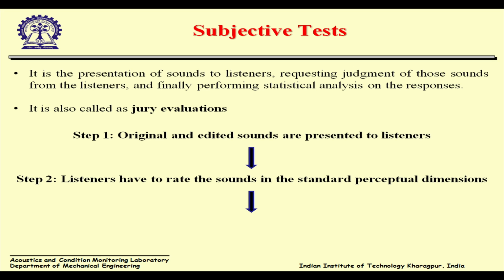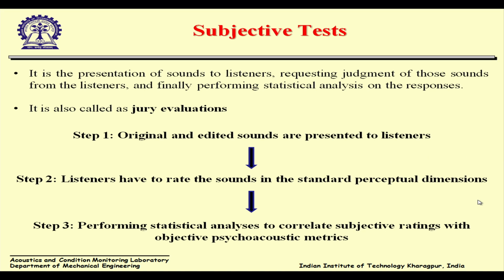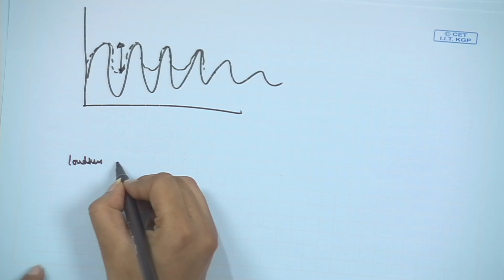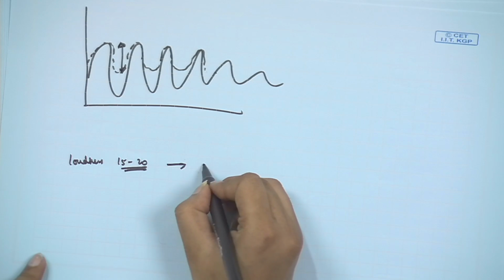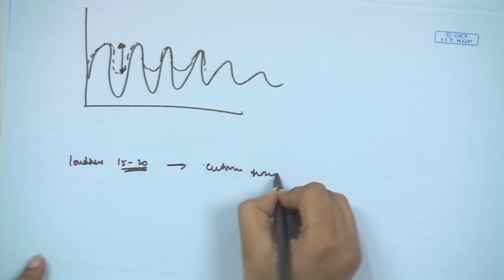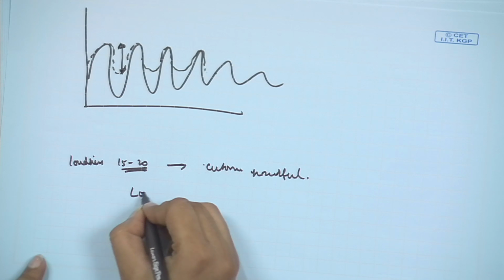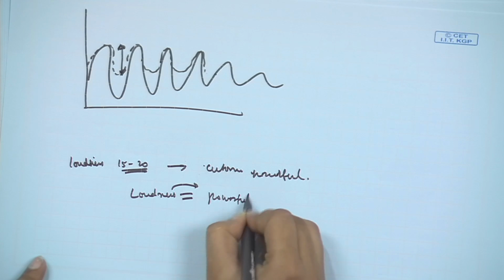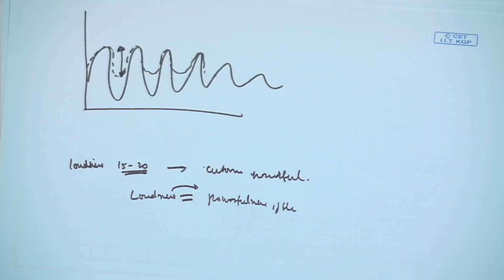They judge or rate the sound on some standard perceptual dimensions, and then correlation is found, and then statistics is performed to find out, for example, that a loudness level from 15 to 20 dB corresponds to a much higher customer perception of powerfulness of the product. In most of the research, and automotive research, the loudness metric corresponds to the powerfulness of the car, and usually for heavy duty and sports cars, the loudness metric is enhanced.